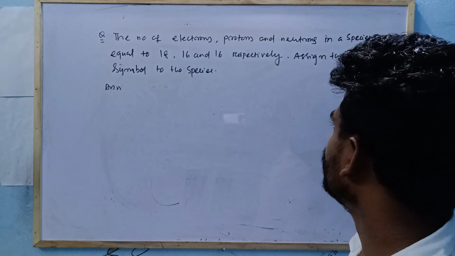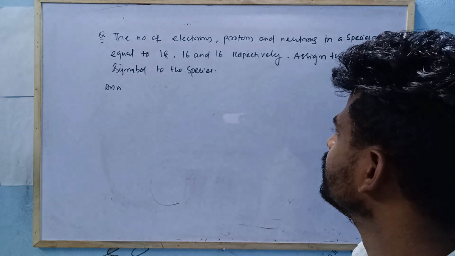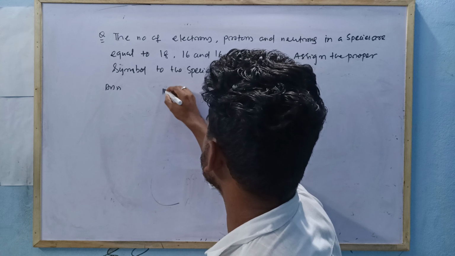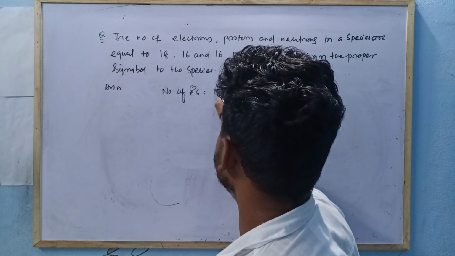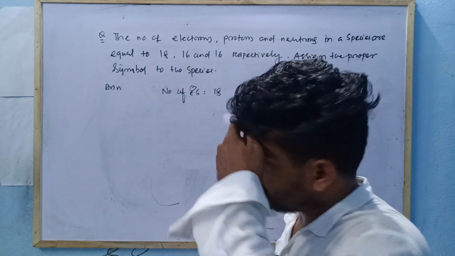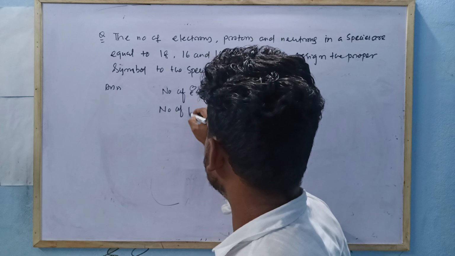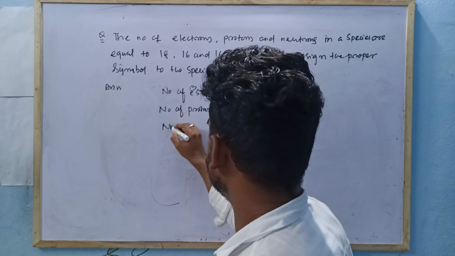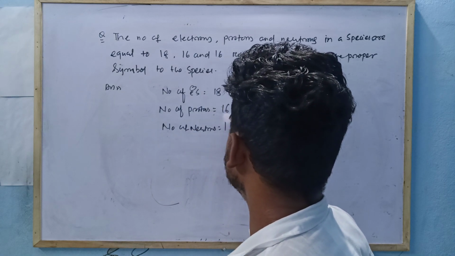So we will go through the next numerical. Here you see the question: the numbers of electrons, protons and neutrons in a species are equal to 18, 16 and 16. So you first write down the number of electrons, that is 18. Number of protons, that is 16. Number of neutrons, that is also 16.